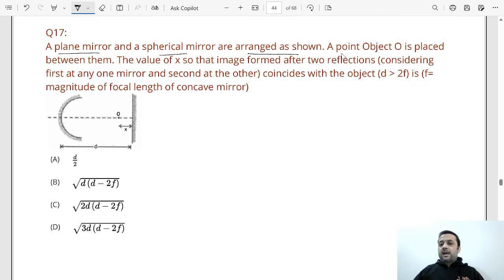They are arranged as shown. A point object O is placed between them. The value of x, so that the image formed after two reflections, considering the first at any one mirror and the second at the other, coincides with the object itself, is?